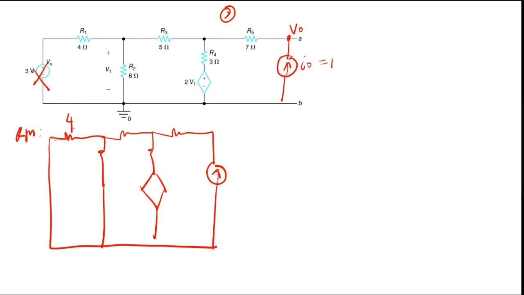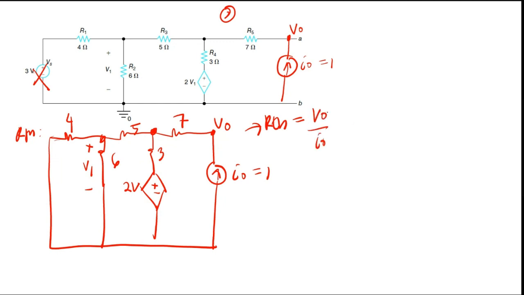This is 4, 6, 5, 3. This is 2V1, where this is your V1. And then this is your 7, and this is I naught equal to 1. So this is your V naught. From this circuit, you can find the RTH, where RTH is equal to V naught over I naught. Either you put the test voltage V naught equal to 1 or I naught equal to 1. But for this case, I just put I naught equal to 1. So you need to find the value for V naught and then divide by 1. So then you can get the voltage.